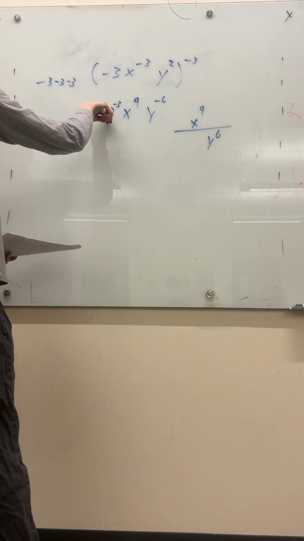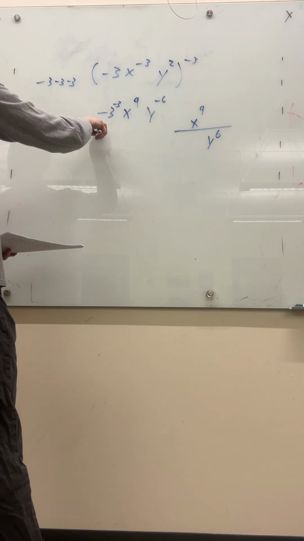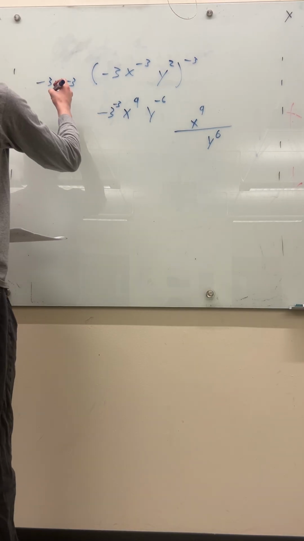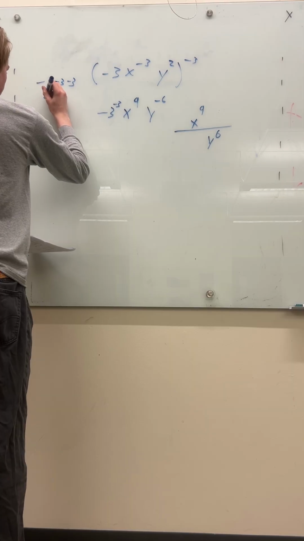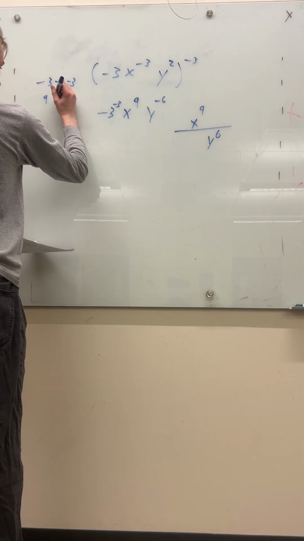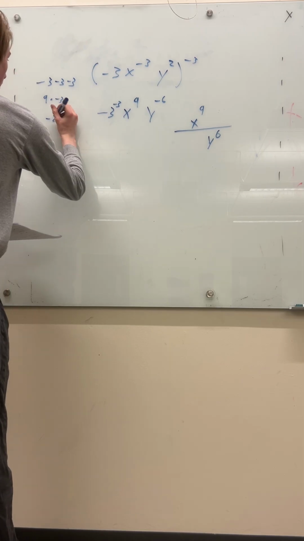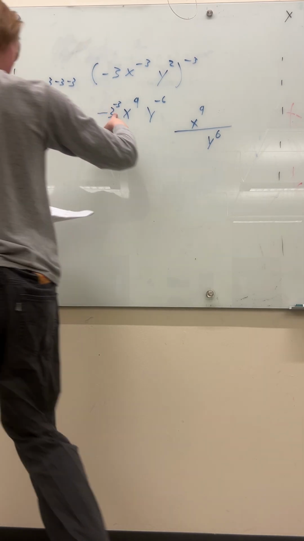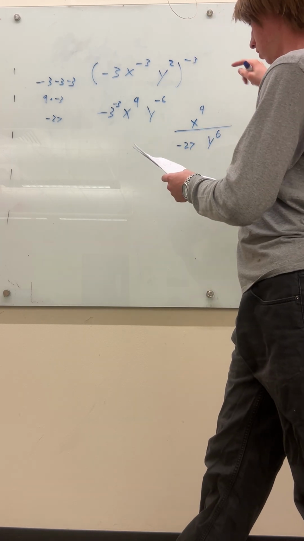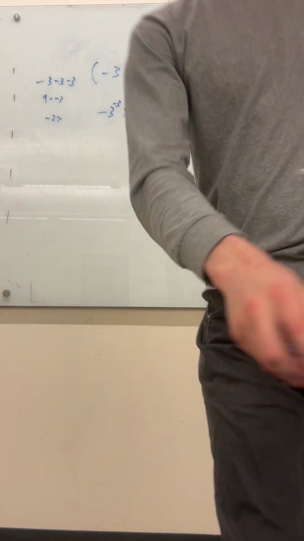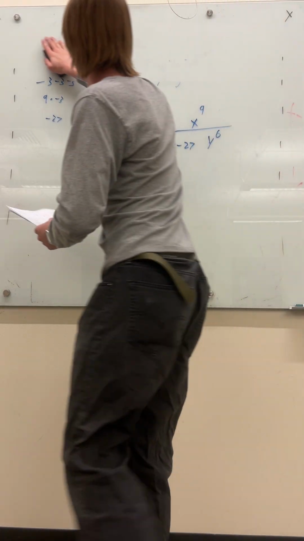There are no parentheses, so that has to do with it being positive or negative. But negative 3 times negative 3 is positive 9. And then we have the negative 3. And then there's negative 27. But it's a negative exponent, so our negative 27 is going to be on the bottom. So that is the answer to B. x to the power of 9 over negative 27, y to the power of 6.